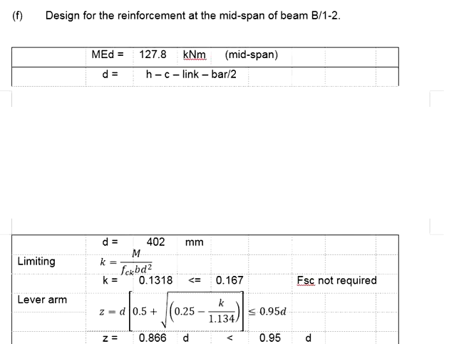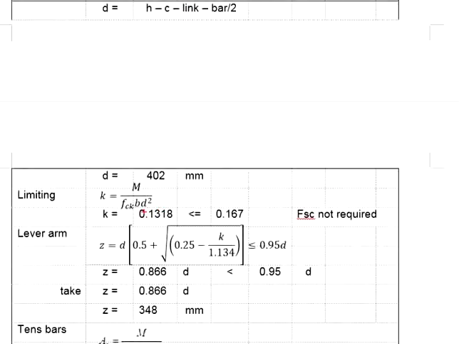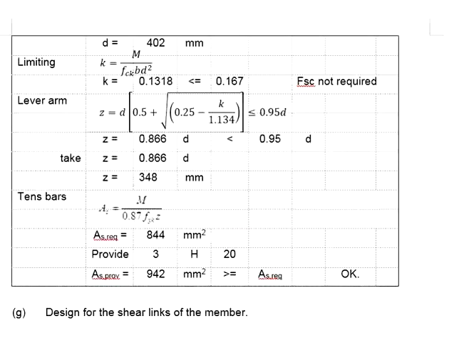Coming back to this question, based on the calculations, the K is less than 0.167. Therefore, you will only need to do the singly reinforced beam, and you will need 3H20 as the tension reinforcement bar, with the AS provided greater than AS required.